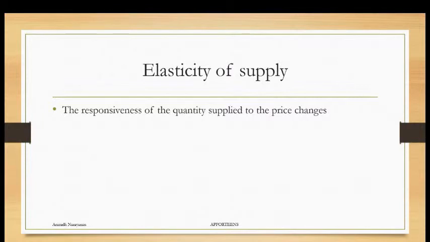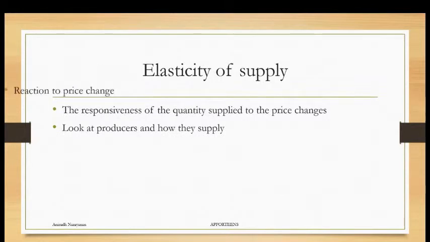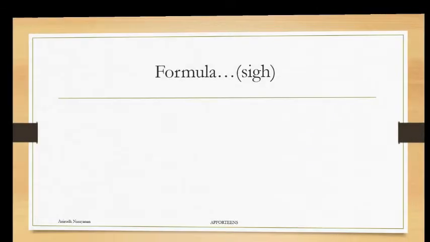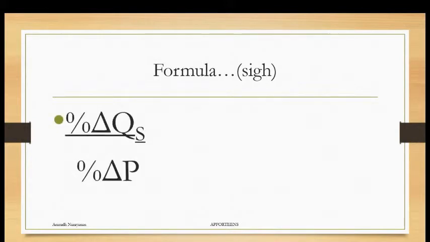Alright, elasticity of supply is the responsiveness of the quantity supplied to the price changes. Rather than looking at the consumers, we actually look at the producers and how they react to a change in price. Just like last time, a formula is necessary. So let's look at that formula. This formula is the percentage change in quantity supplied divided by the percentage change in price.